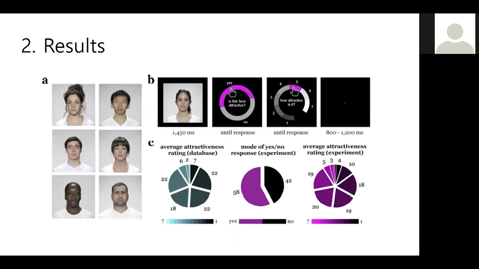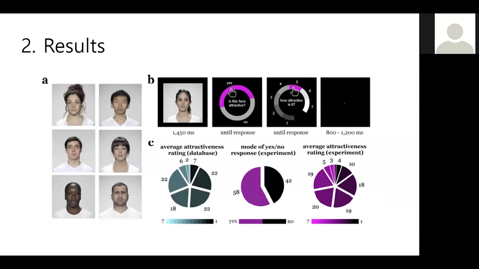Results. We asked participants to rate the attractiveness of 100 male and female faces. Stimuli were highly controlled full front face photographs taken from the Face Research Lab London Set, eliminating many sources of visual variability. On every trial, participants saw one of the faces for 1.450 ms and subsequently answered two questions.